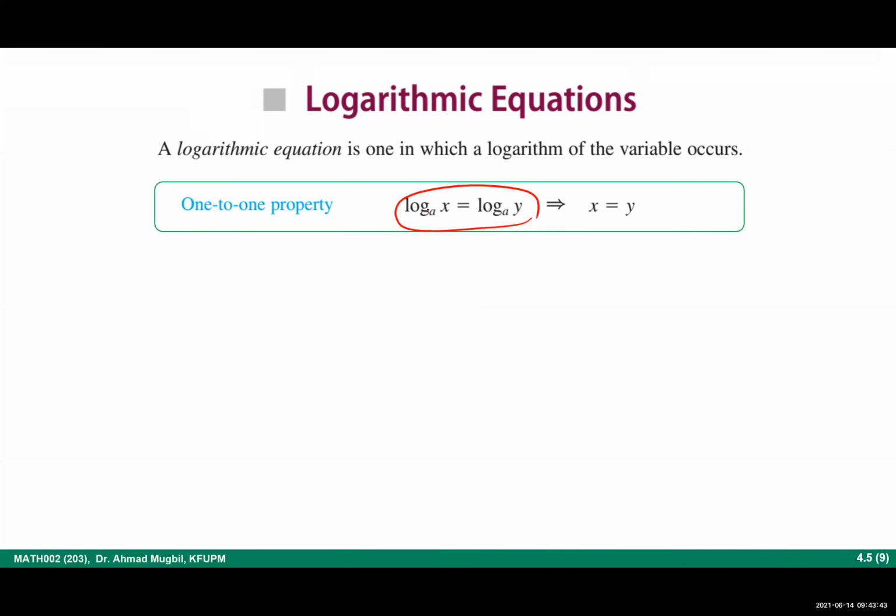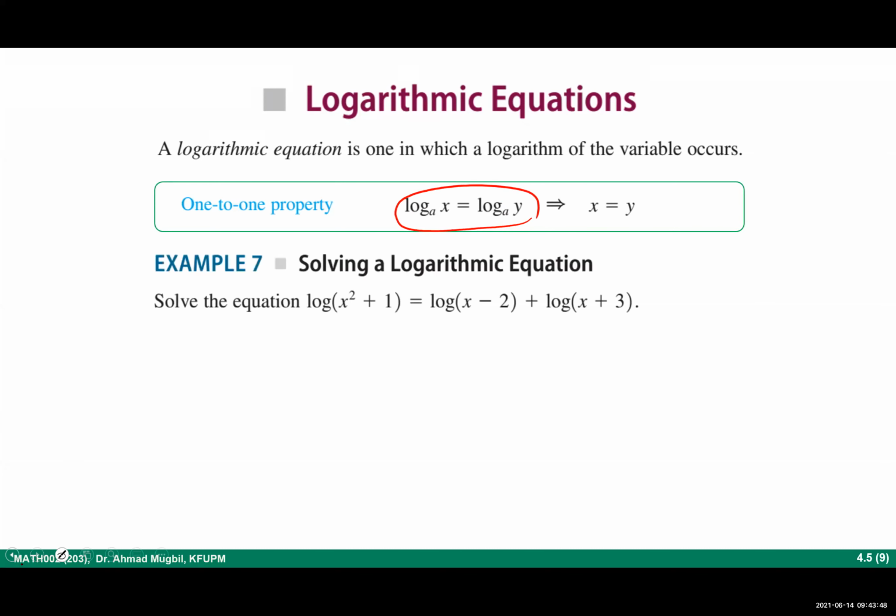When we have log x equals log y, then x equals y, because it is a one-to-one function. And we need to have this form to be able to apply it. Let me ask you here. We need now to solve this equation. So we can use this, but you have to be careful when you use it. You should use it in the right way. Let me ask you this question.